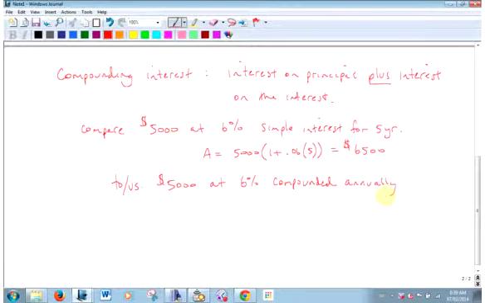Now it matters if it's compounded monthly, annually, semi-annually, bi-weekly, weekly, daily. If this is your money, you want it compounding as frequently as possible. You actually get a lot more money. This is typical in the real world, okay?